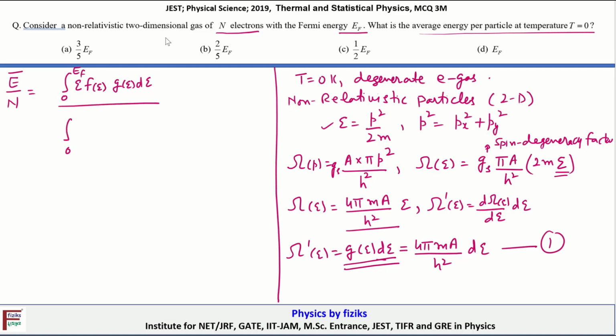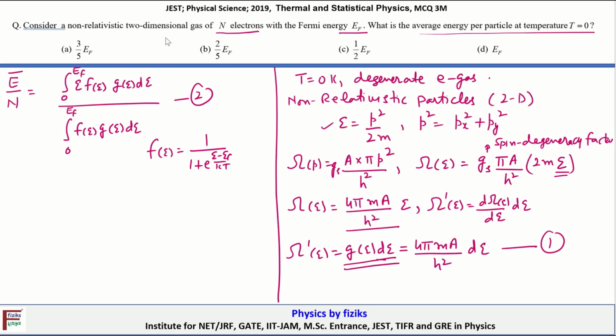The number of particles is given by the integral from 0 to, again only up to the Fermi level, of the probability distribution function f(E) multiplied by the density of states. That will give us the total number of particles. Let's call this equation 2. Now what is f(E)? It refers to the Fermi-Dirac probability distribution function, which is equal to 1 over 1 plus exponential of (E minus E_F) upon kT.